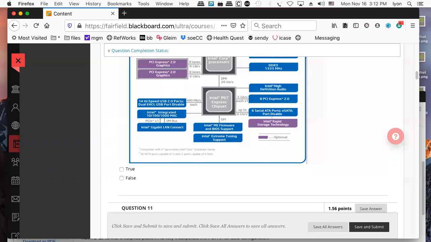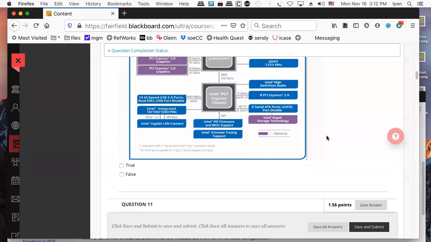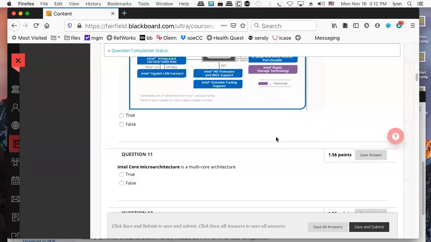And we are running out of time. I think we got time for one more question. The Intel Core microarchitecture is a multi-core architecture. So what's that about? This Core microarchitecture.